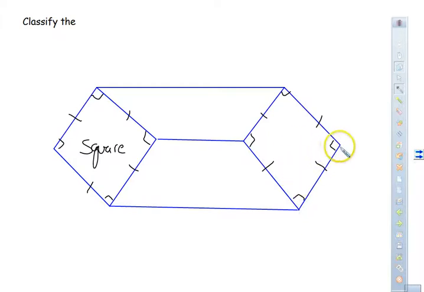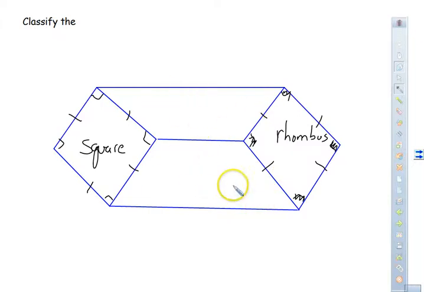Okay, you might see that, since these are all the same size, that would have to be a square. If these were not right angles, then you could call it a rhombus. Okay, if they were not right angles. So if we took these out of here and said that those did not create right angles, then we could call that a rhombus.